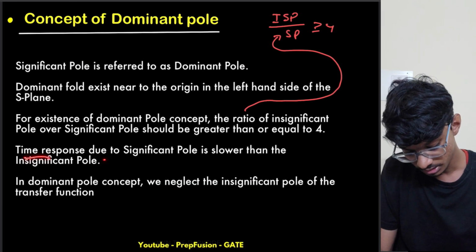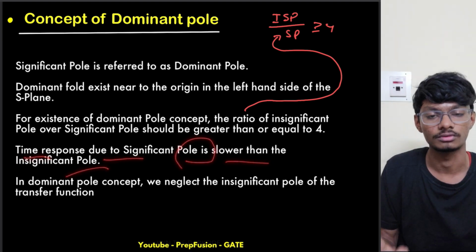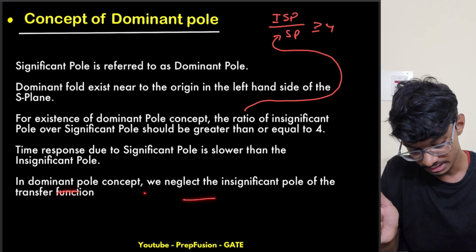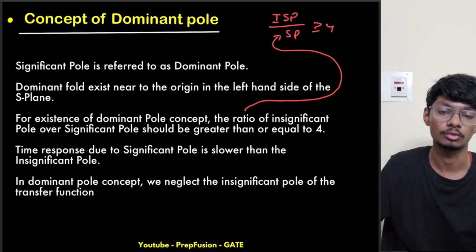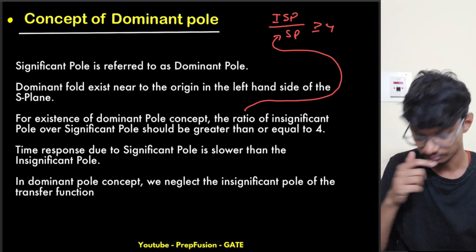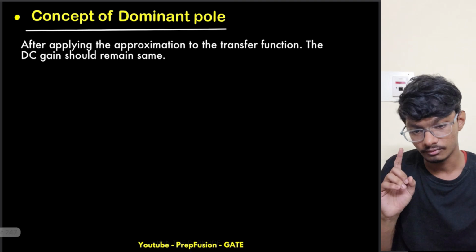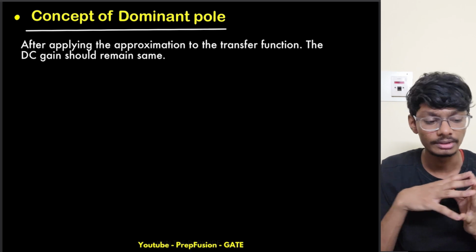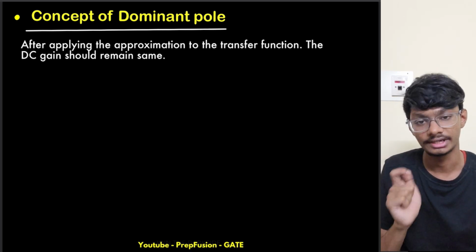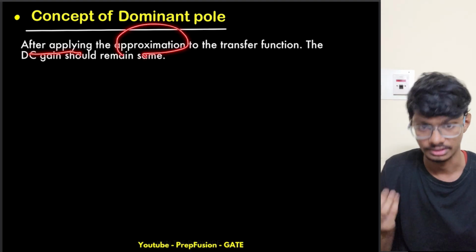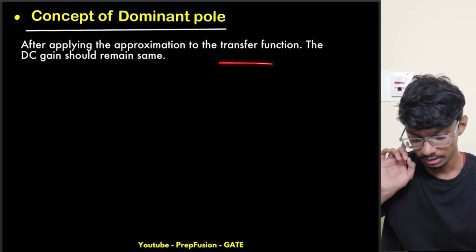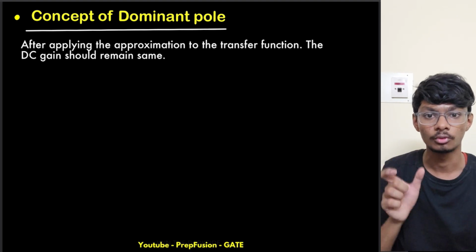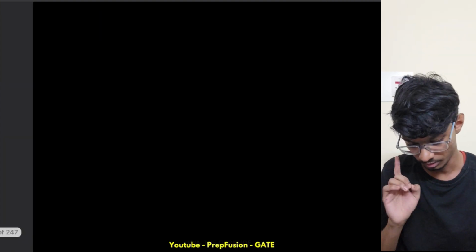The time response due to the significant pole is slower than the insignificant pole, which I already mentioned. In the dominant pole concept, we neglect the insignificant pole of the transfer function, the pole that is further away from the origin. One thing you have to keep in mind is that the values of the transfer function should remain the same. After applying the approximation, as we are ignoring that pole, the DC gain before and after applying the approximation should remain the same. This is one important point to note.